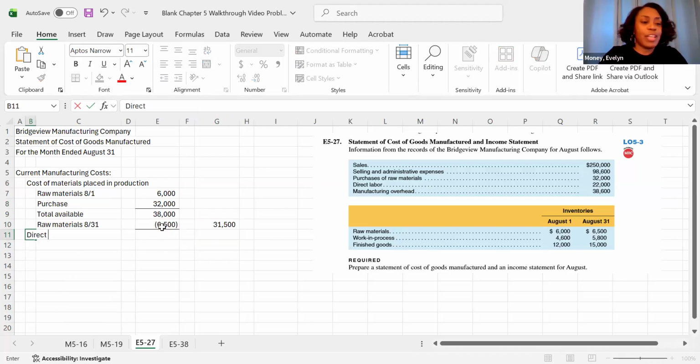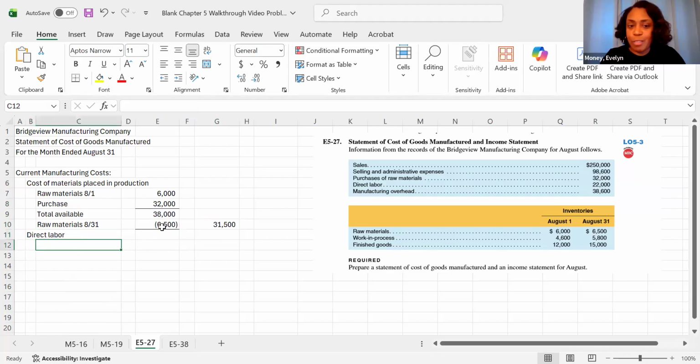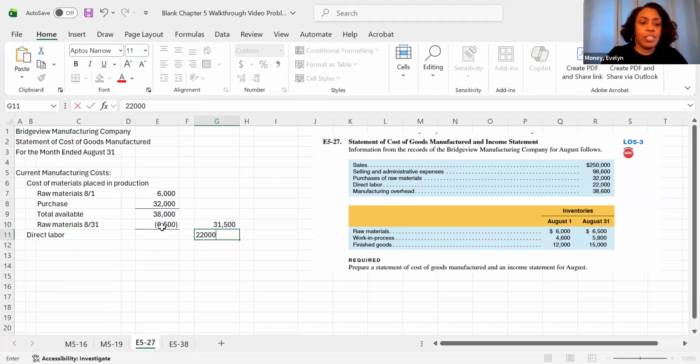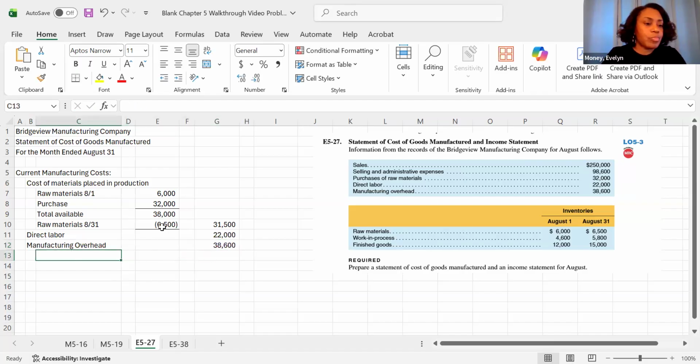Now I can add in direct labor, which is explicitly given to me, no extra work, 22,000. And then manufacturing overhead, which is also explicitly given to me, 38,600. And when I combine those three, that subtotal is going to be my total manufacturing cost.